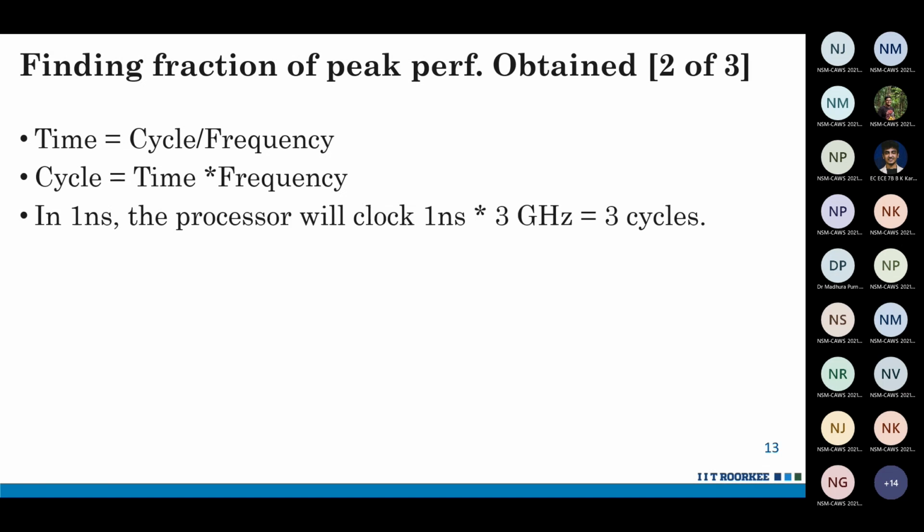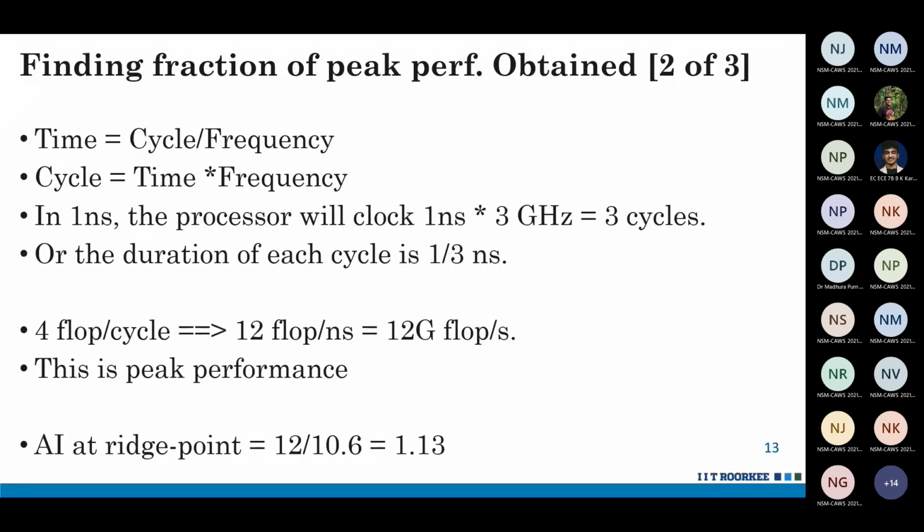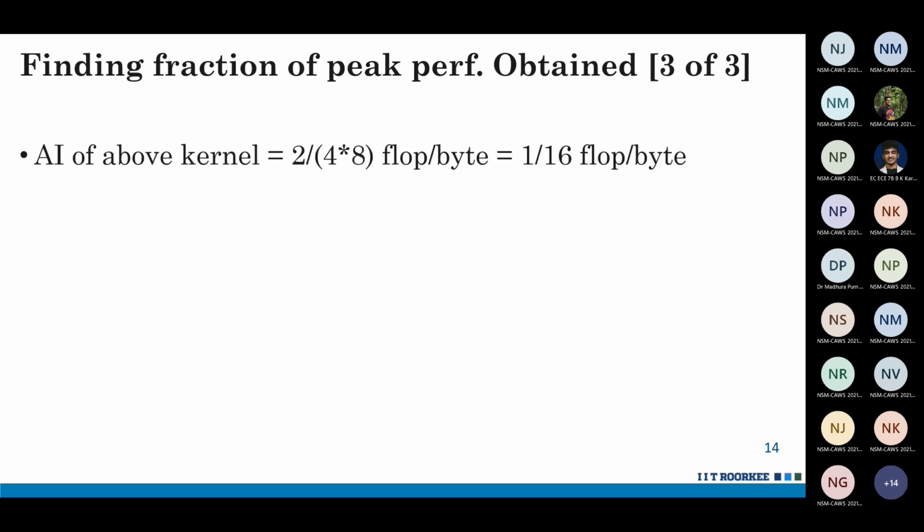So in 1 nanosecond the processor does 3 cycles, so each cycle takes 1 by 3 nanoseconds. It does 4 floating point operations in each cycle, so it does 12 floating point operations in each nanosecond. So it does 12 gigaflops per second. This is our peak performance, and memory bandwidth is 10.6. So AI at the ridge point is 1.13. Now we will calculate the AI for the code.